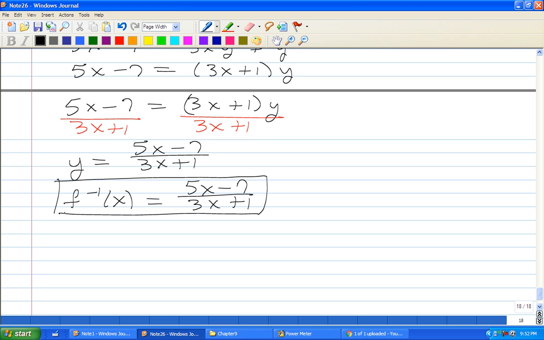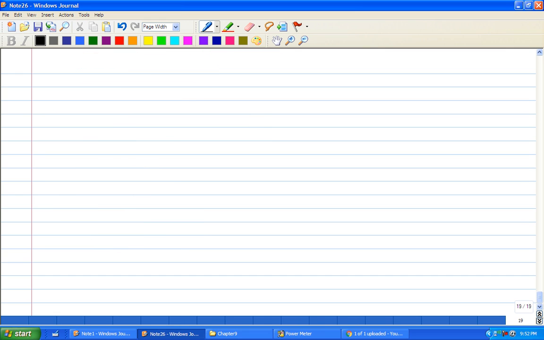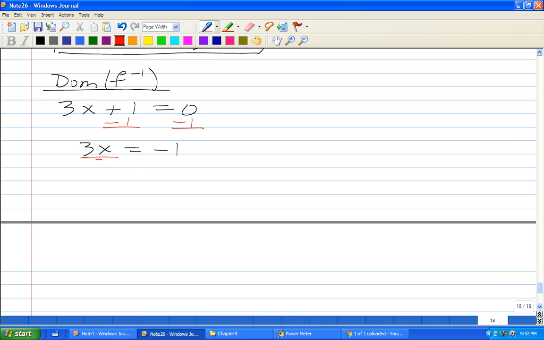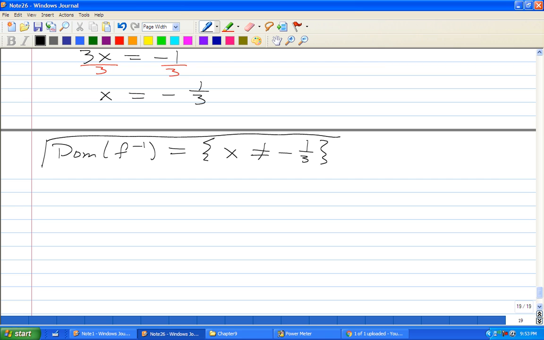Okay, so now let's find the domain of the inverse function. To find the domain, I'll set the denominator equal to 0 and solve for x. Subtract 1 from both sides of my equation. Divide both sides by 3. So x is equal to negative 1/3. Therefore, the domain of the inverse function is the set of all x's not equal to negative 1/3.